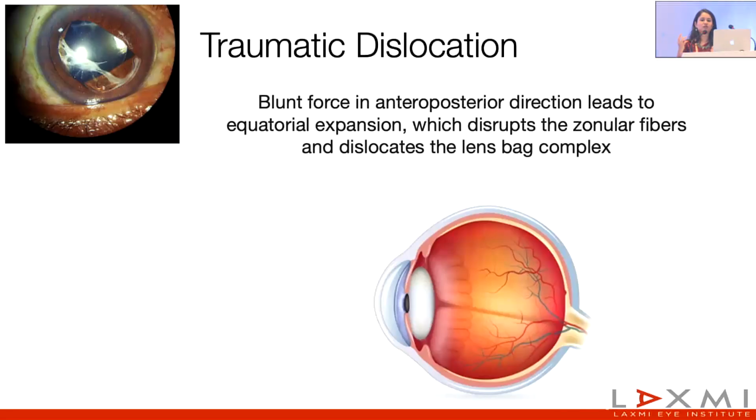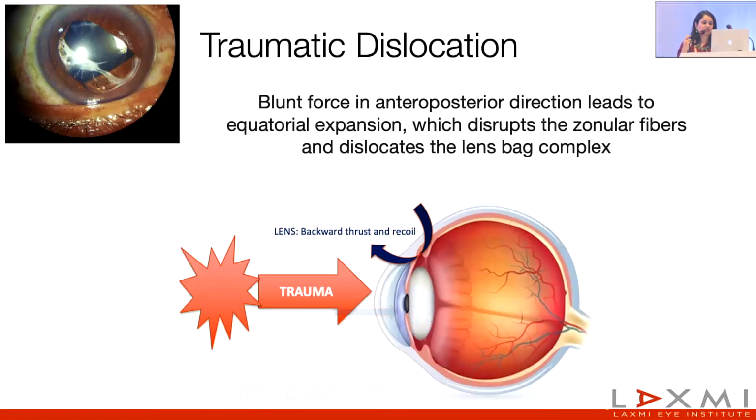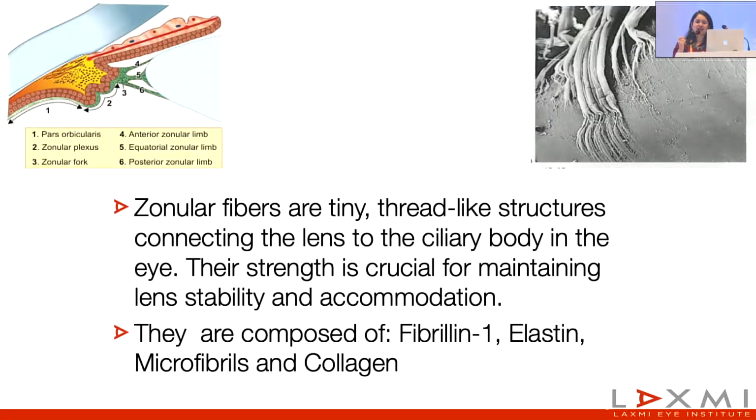So we know that there is a blunt force that gets applied mainly in the anteroposterior direction on the eye, and this leads to an equatorial expansion, which will cause the zonules, the zonular fibers, which are inelastic, to disrupt, and that in the end ends up dislocating the lens back, either anteriorly or into the posterior segment. These zonular fibers are tiny, thread-like, inelastic structures which connect the lens to the ciliary body, and their strength is obviously crucial for maintaining lens stability as well as accommodation.